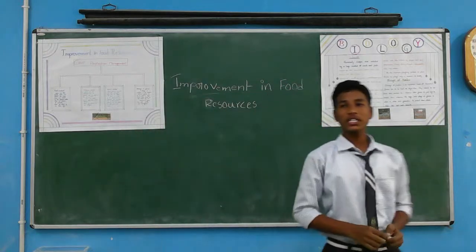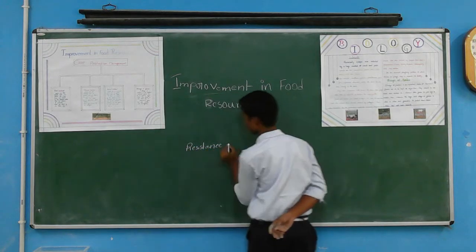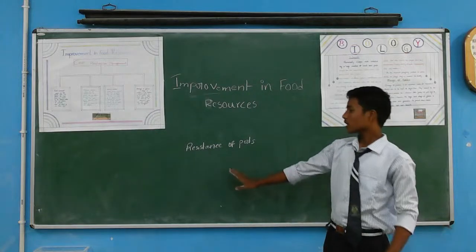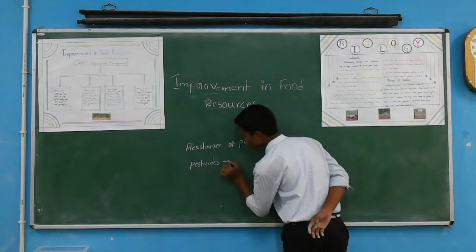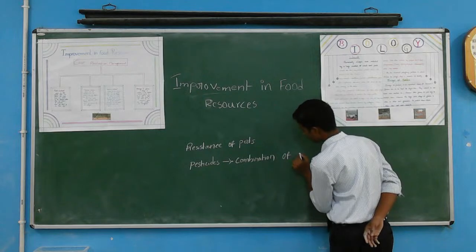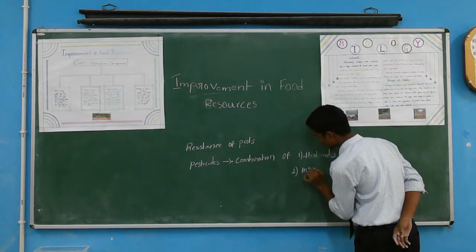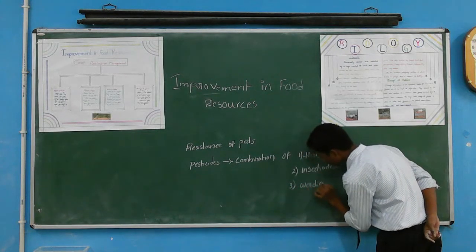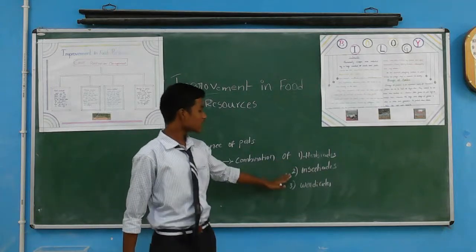Then how can we resist these pests? We can resist these pests by using pesticides. Now, what are these pesticides? Pesticides are a combination of herbicides, insecticides, and weedicides.